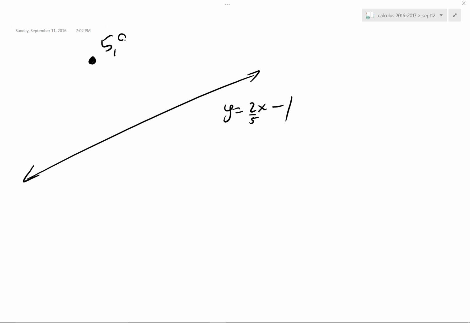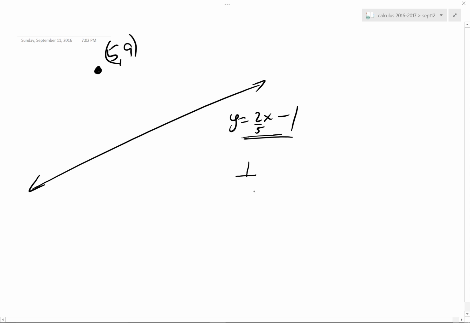All right, back to this. Suppose I have a line. It's y equals 2/5 x minus 1. And I'd like it to go through the point 5, 9. Sure. Except I would like it to be perpendicular to this line. Well, you recall that perpendicular lines have negative reciprocal slopes. So flip it and change the sign, yes?